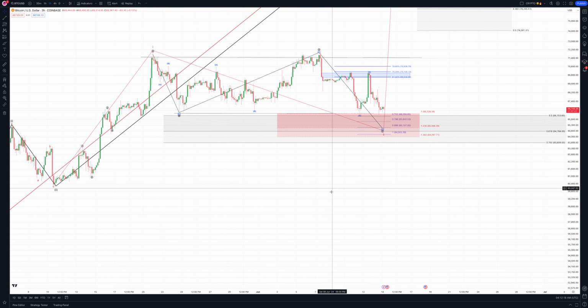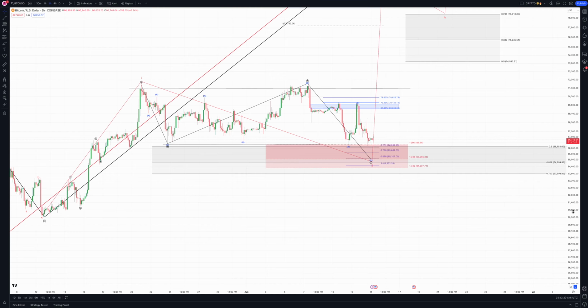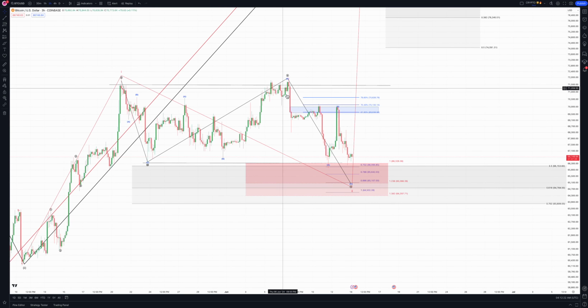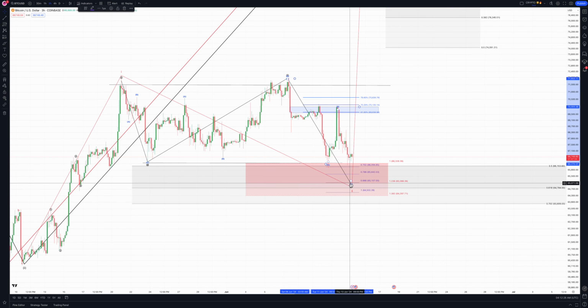Let's take a look at Bitcoin over here, and what we have is a WXY correction. In my last video, we did put this breaker block on the chart over here, and these fib retracements. As you can see, we rejected perfectly off the 70.2% fib and this breaker block, and now we're coming down for a larger sweep.